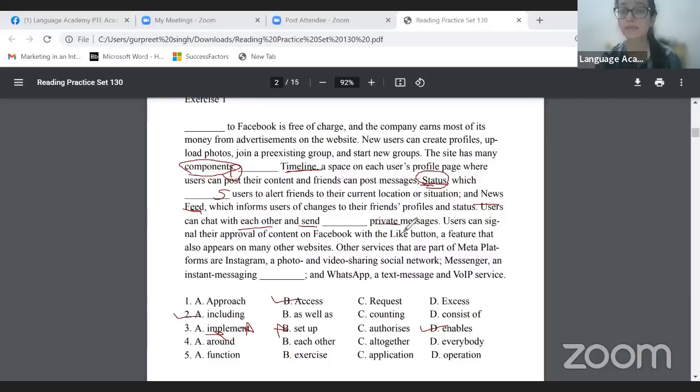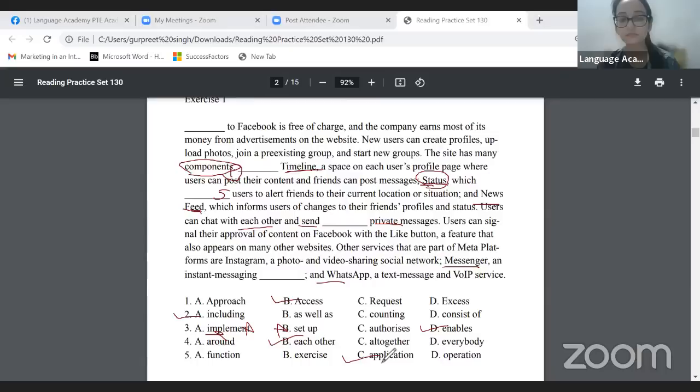And then they say users can signal their approval of content on Facebook with a like button. Other services that are part of Meta platforms are Instagram, a photo and video sharing social network. And then we have a messenger, an instant messaging Dash, and then WhatsApp. So what is a messenger? It's an instant messaging function, exercise, application, or operation. Again, a very easy general life thing. That messenger is an application which we download on our devices and then we can use it. It's not an exercise or operation.